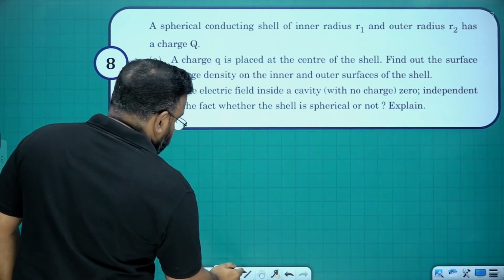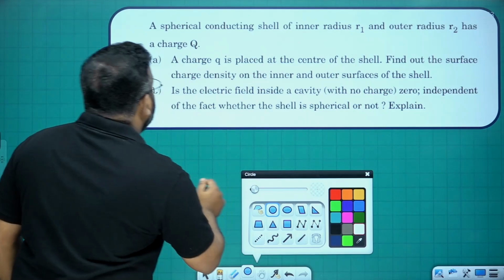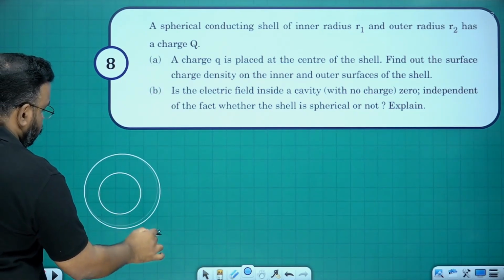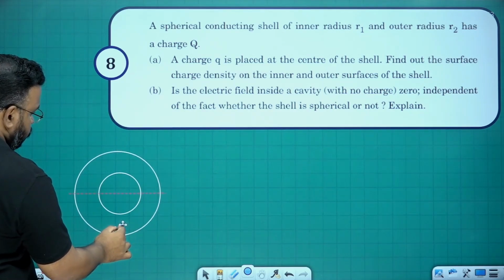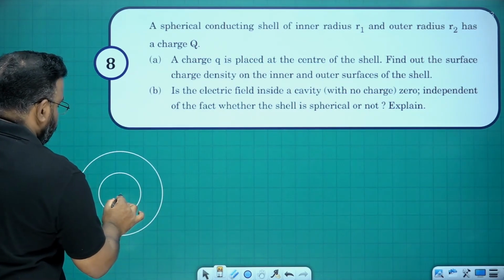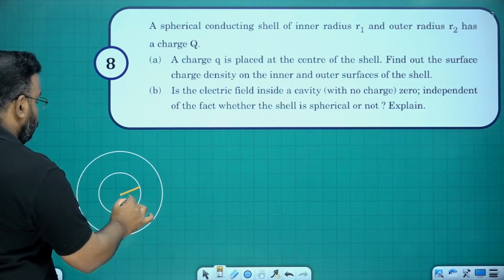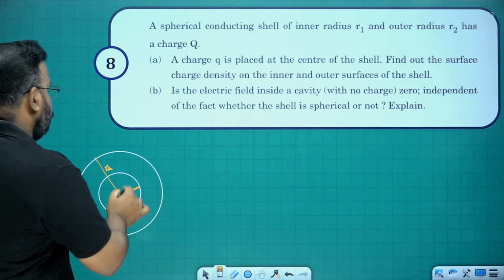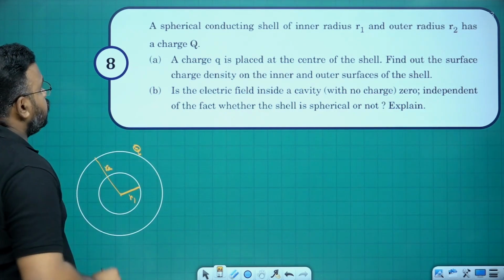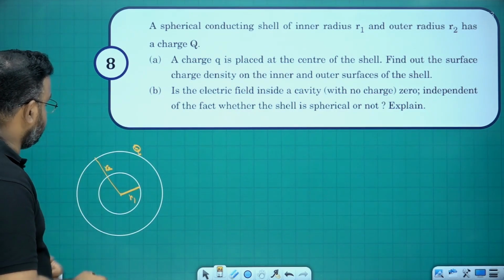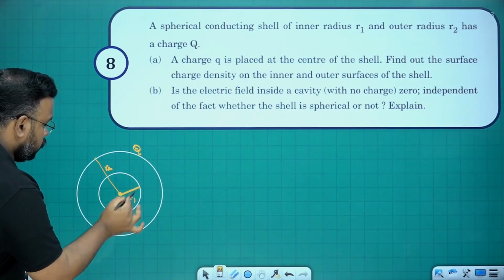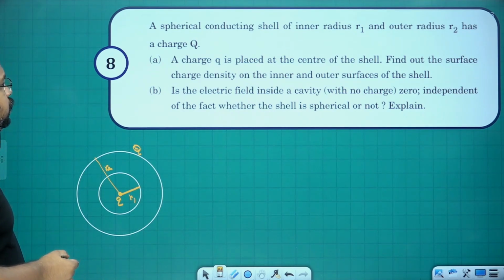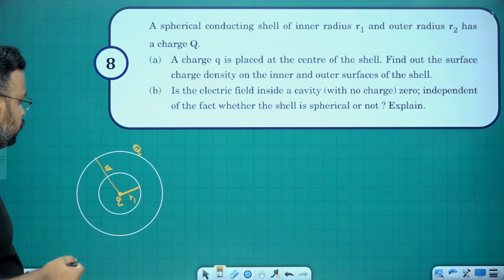Listen here. A spherical conducting shell, so let it be this shell, it has an inner radius and outer radius. So, we need to show it like this. Inner radius is r1 and outer radius is r2. Has a charge q. Charge will be on the outer surface. A charge q is placed at the center of the shell. Find out the surface charge density on the inner and outer surface of the shell.